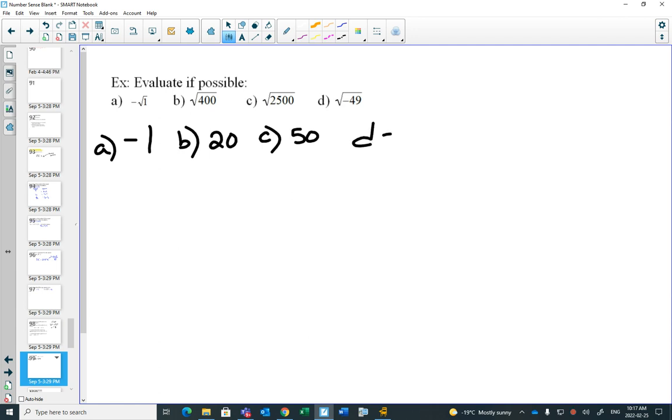And then when we get to D, what times what is negative 49? That's impossible, because 7 times 7 is positive 49. And negative 7 times negative 7 is positive 49. When you multiply the same number by itself, you will always get a positive answer, whether they're both positive or both negative. So for this reason, this is an important rule in mathematics.